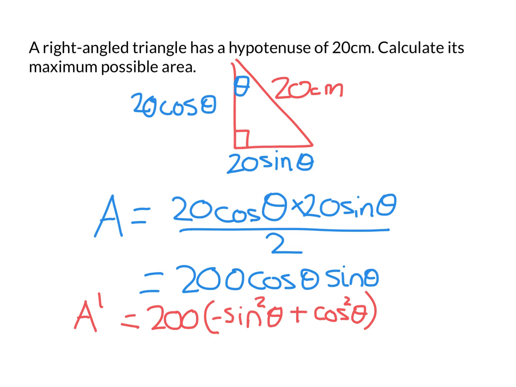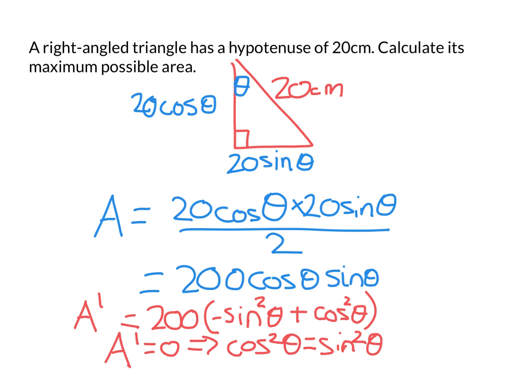So we want this thing here to equal 0. Of course, 200 doesn't equal 0. So what we have is that cos squared theta equals sine squared theta. That's the only way that this is going to equal 0. Now, we know that these both have to be positive. Why is that? Because theta has to be less than 90 degrees because of this 90-degree angle. So we know from the unit circle in the first quadrant, both sine theta and cos theta are positive.